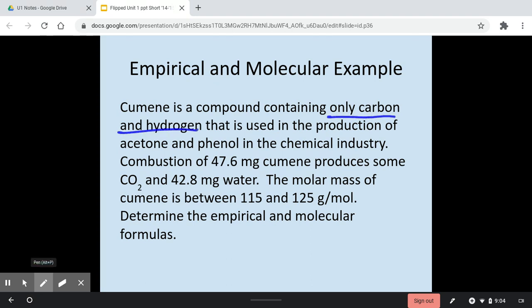So notice just one thing. We will do this together in class, but one thing I want you to notice is they tell you that your compound contains only carbon and hydrogen, but then the stuff that they give you is carbon dioxide and water. So they don't actually ever tell you how much carbon you have and how much hydrogen you have. So this is part of that logic game. Can you figure out what your percentage of carbon is, what your percentage of hydrogen is when you're only given carbon dioxide and water?